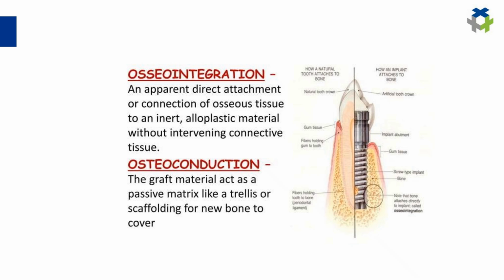How an implant attaches to the bone. This is an artificial tooth crown. This is the implant abutment, this is the gum tissue, and this is a screw type implant. This is the bone. Note that the bone attaches directly to the implant. This is called osseointegration.